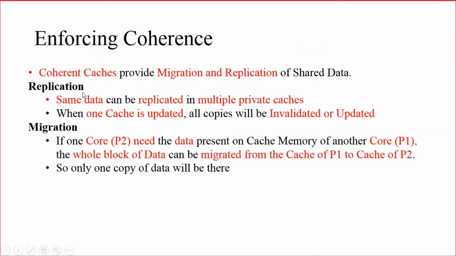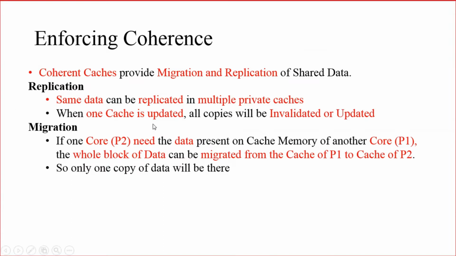So what do you mean by replication? From the name itself, you will get the idea. You are replicating the copy of the data, or duplicating the copy of the data. So the same data can be replicated in multiple private caches. We have already seen in one of the slides, the same data will be available in the private cache of core 3, as well as it may be available in the private cache of core 1, for example. The same data will be replicated in multiple private caches.